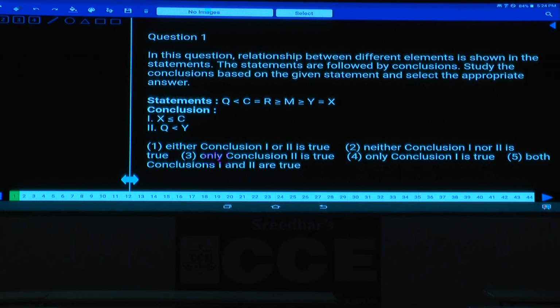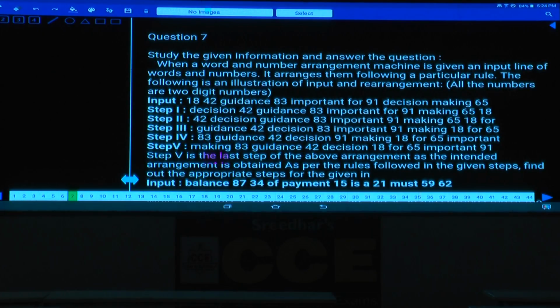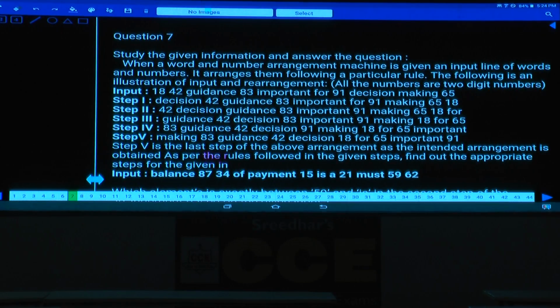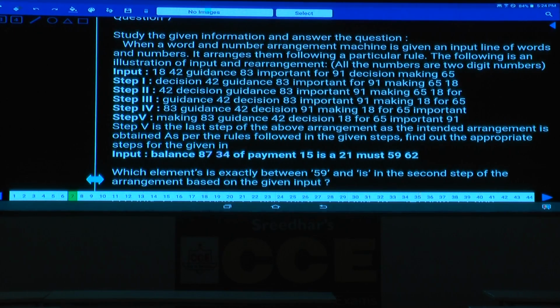Then question number 7 to 13. Now question number 7 to 13, it comes under which category? Input and output. Now in 7 to 13 input and output, if you observe here, how many elements are there in this one? Input 1, 2, 3, 4, 5, 6, 7, 8, 9, 10, isn't it?